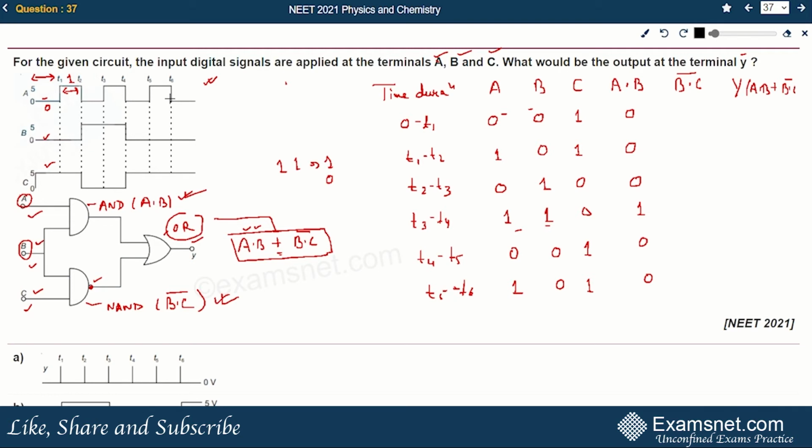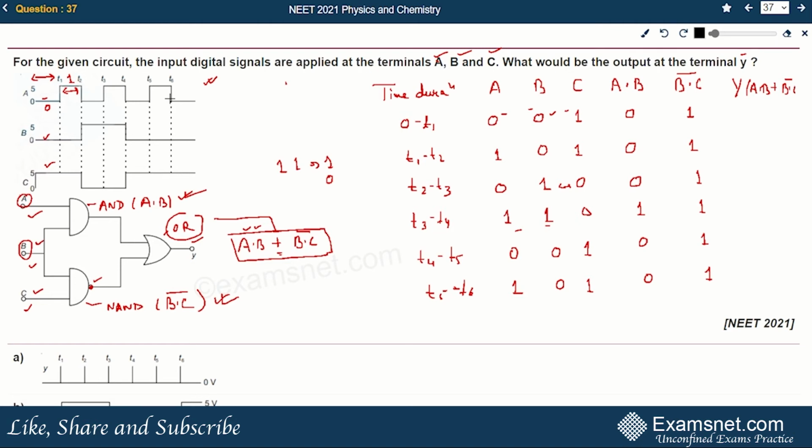Okay, now for B dot C bar, first we'll find B dot C and then we'll write the opposite of that, because for bar it will be opposite. So B and C, here only C has 1, B does not have 1, so it will be 0, but due to bar it will become 1. Similarly here it will be 0, but the opposite will be 1. 0, but opposite will be 1. Again 1, again 1, again 1. So as you can see, all the values in B dot C bar are 1.